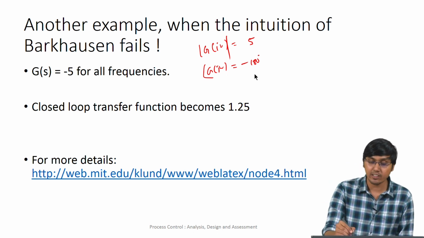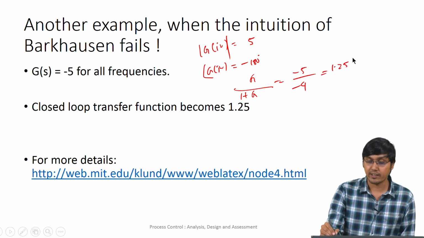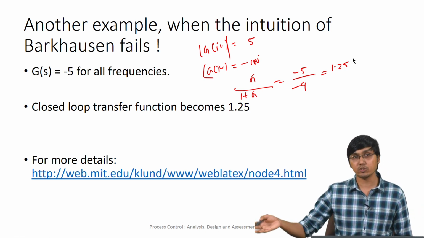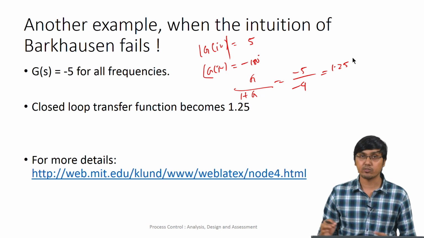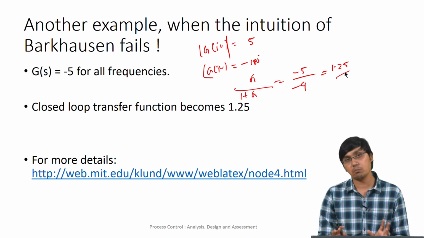But if you write the closed loop transfer function g of s by 1 plus g of s, what happens? It's minus 5 by minus 4, which is nothing but 1.25. So this is stable. If you give a step input, the output is going to be 1.25 times the input. That's what makes it a stable system. So this method has some problem.